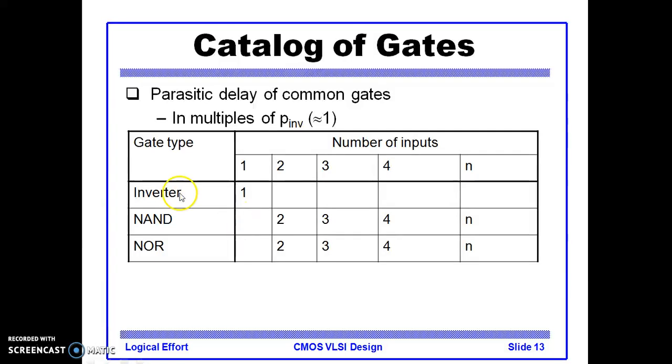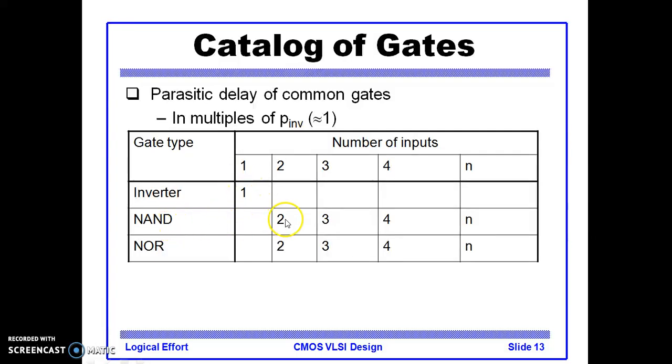Now we also found in the previous video how to estimate the value of parasitic delay P. For an inverter it is 1, which is given by the parasitic delay at the output divided by the parasitic delay of the inverter. For the inverter it is 3 by 3.